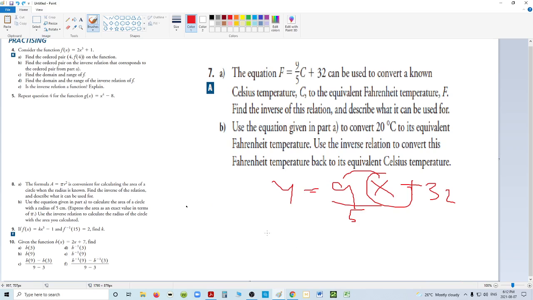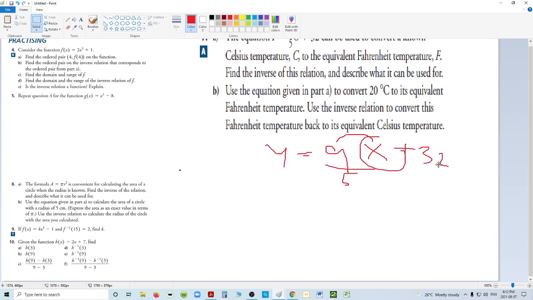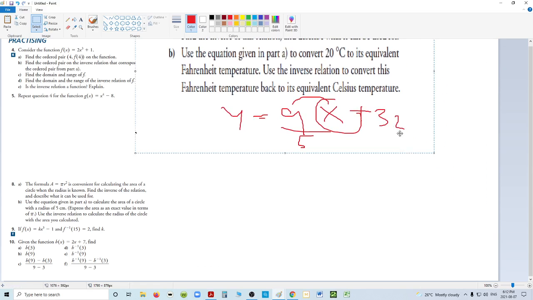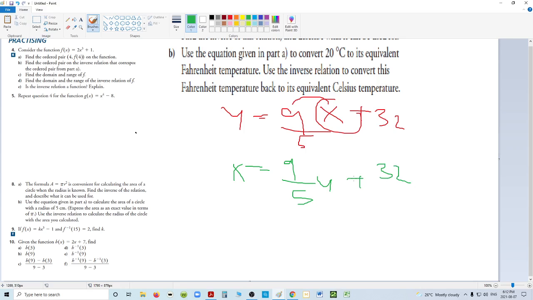Well, what's the first step? You've got to swap the x and the y in your equation. So let's start by swapping the x and the y. So I'm going to put the x where I see the y, 9/5, and the y where I see the x. So that's step 1.